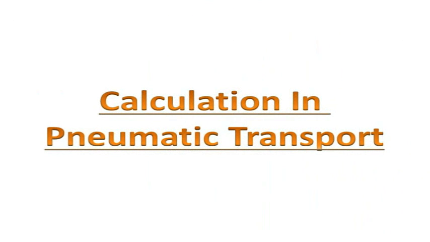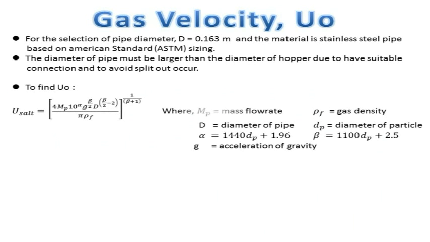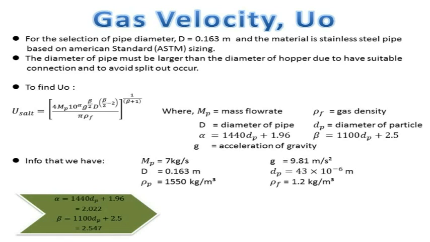Calculation in pneumatic transport requires knowing the gas velocity and pressure drop in the pipeline. The steps are as follows. Gas velocity. From the selection of pipe diameter 0.163 meter, the material is stainless steel pipe based on American standard sizing. The diameter of the pipe must be larger than the diameter of the hopper to have a suitable connection and to avoid spill out. To find the result, alpha and beta are calculated, then we get the velocity equal to 32.290 meter per second.